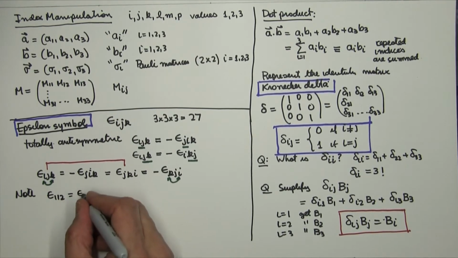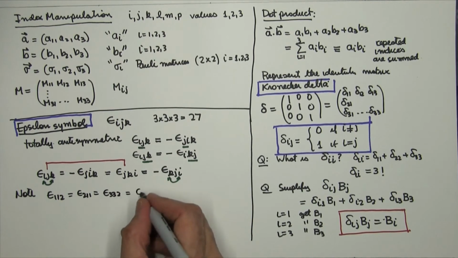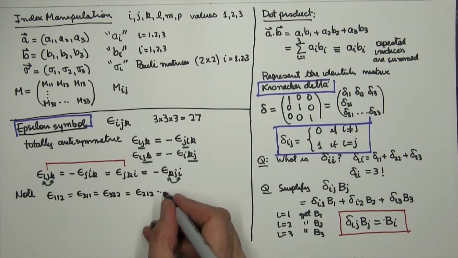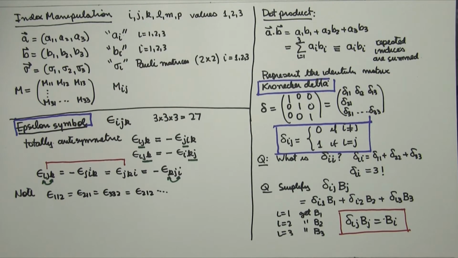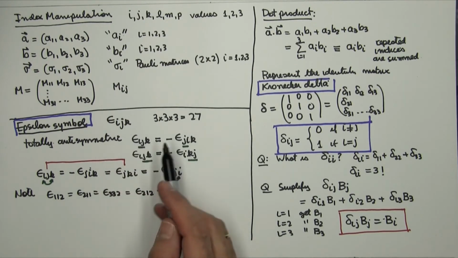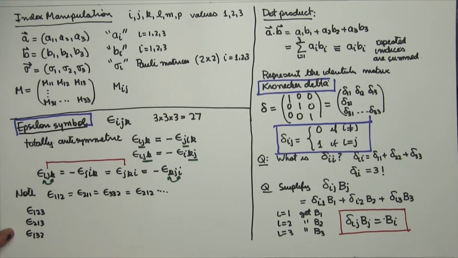And epsilon 2, 1, 1 is 0, and epsilon 3, 3, 2 is 0, and epsilon 2, 1, 2 is 0. All of them are 0 unless all 3 indices are different. But you have 3 indices and 3 possible values. So basically, the only thing you can do is to have epsilon, say, 1, 2, 3, or epsilon 2, 1, 3, or epsilon, say, 1, 3, 2. You always involve 1, 2, and 3. Those are the only ones that you must involve, because otherwise, if you don't choose them differently, the thing is 0. So these ones are the non-zero.